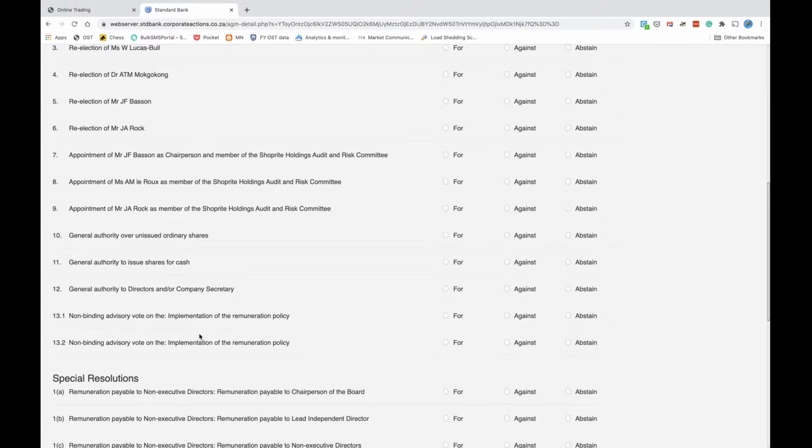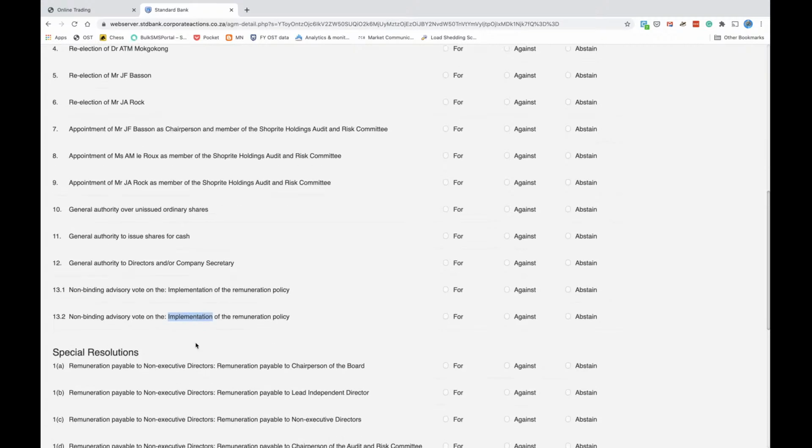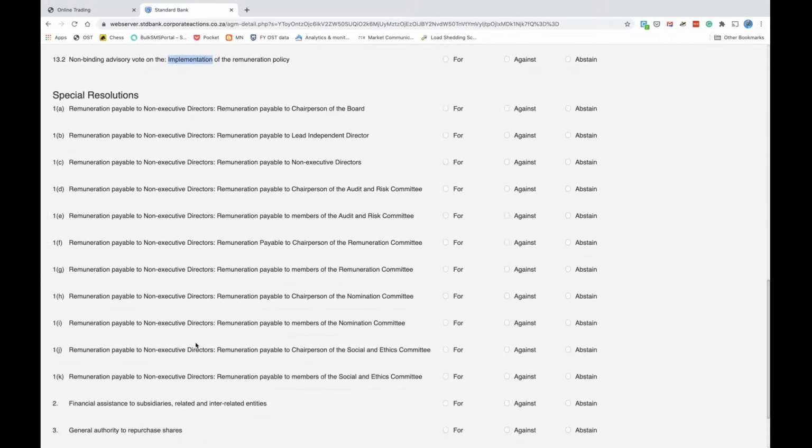The implementation of the remuneration policy is always non-binding. Special resolutions, these I'm often quite interested in just to see what they are, why they've got the special remunerations. Yeah, so these will be the same. When the SENS announcement comes out, there will also be the physical old pieces of paper that you can submit at the same time.